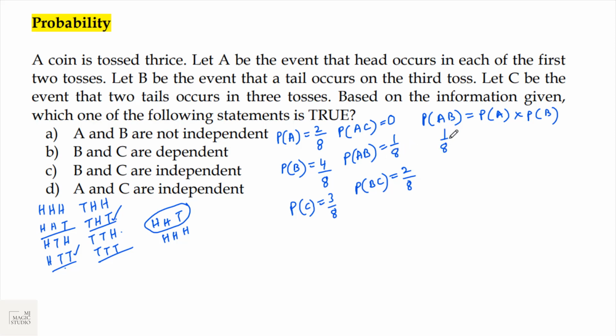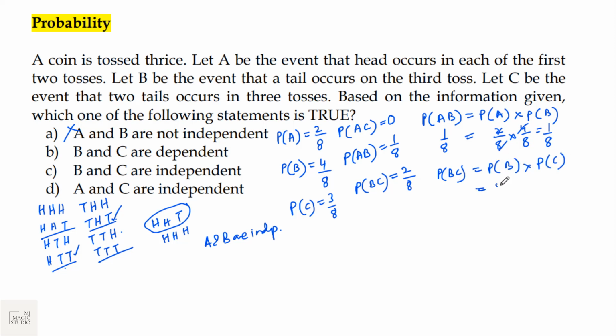Now, AB is 1 by 8, PA is 2 by 8, and PB is 4 by 8. Here we can see that right hand side is equal to left hand side. That means A and B are independent events. But here it is given A and B are not independent. Now there is no relationship with A and B given. Okay, now we'll check out for BC. Probability of B intersection C means probability of B into probability of C. Probability of B is 4 by 8 and C is 3 by 8.